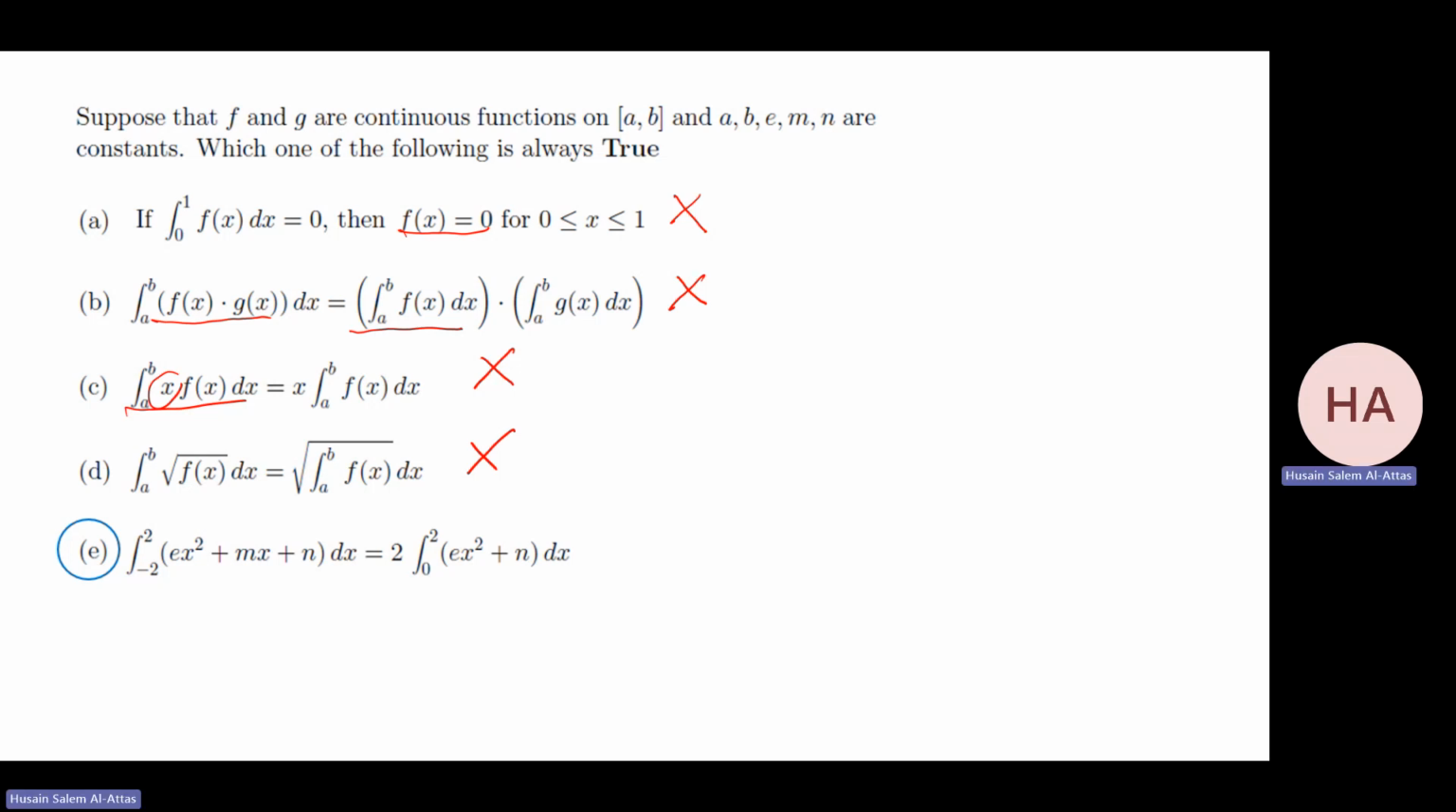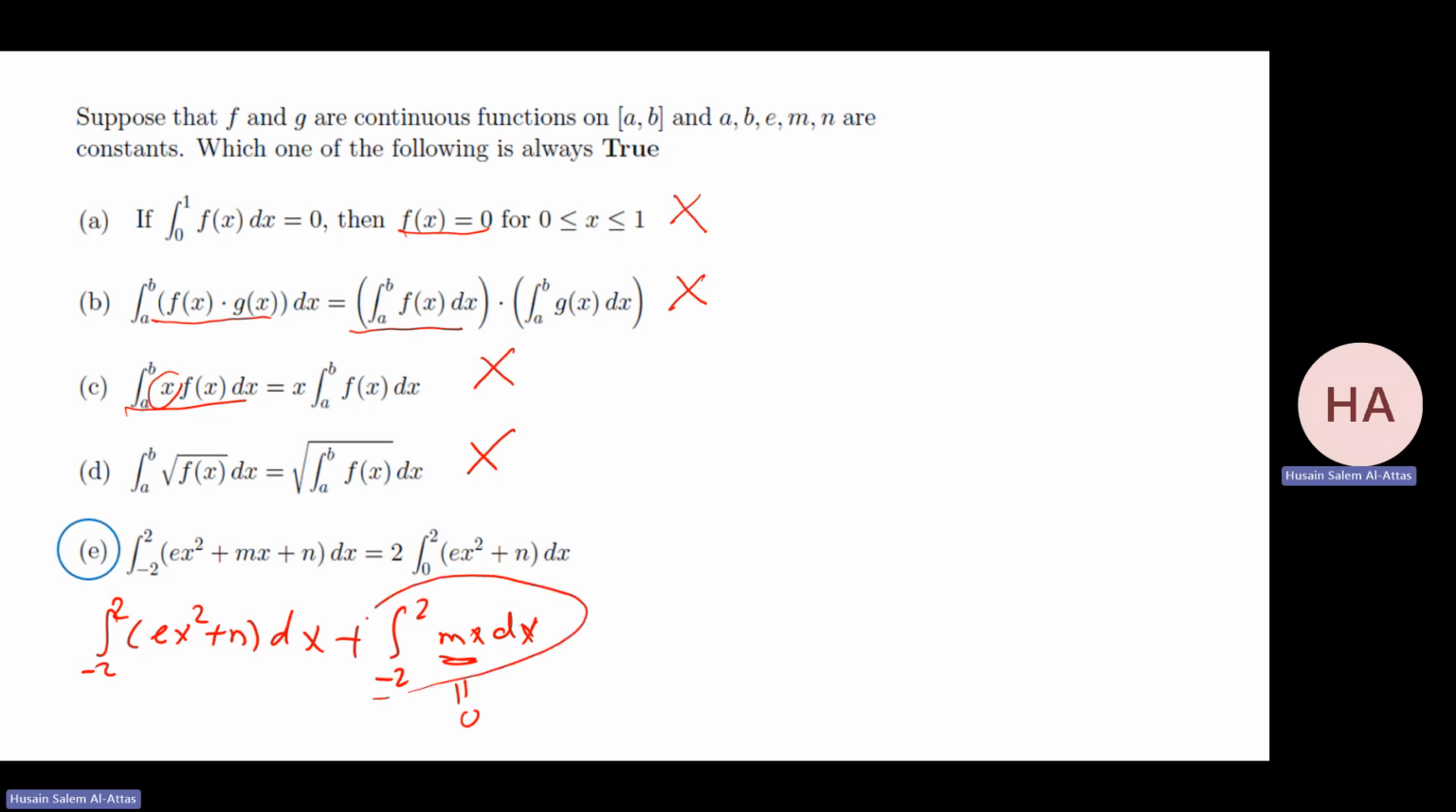I'll try to prove this true because those 4, I think they are very clear. You need to split this into 2 parts. First, I have e to the x squared plus n as an even function. And this is an odd function. So you can deal with it: the integral from minus 2 to 2 of e to the x squared plus n dx, minus 2 to 2 of mx dx. This is an odd function. So this integral is 0.